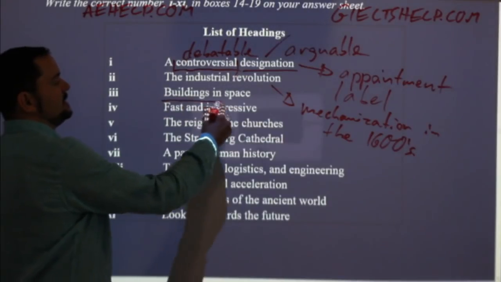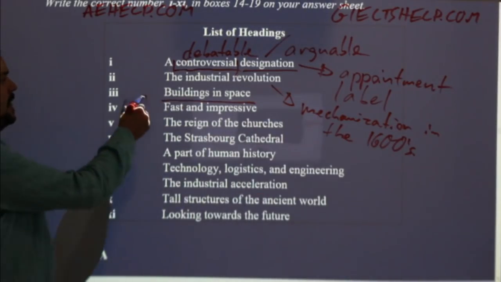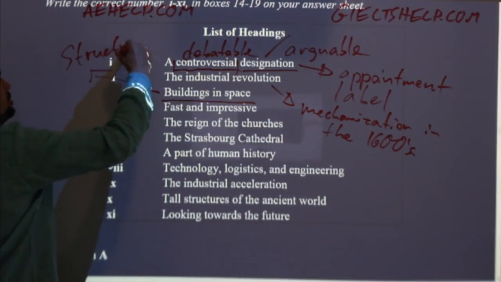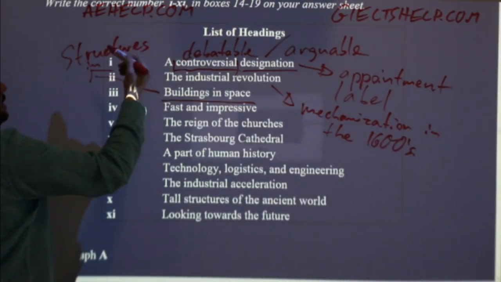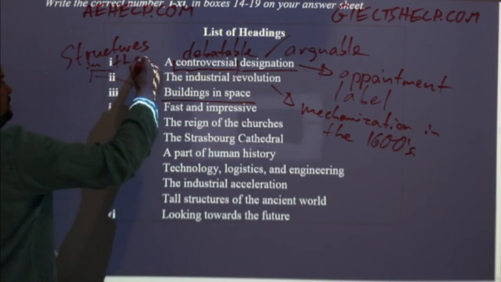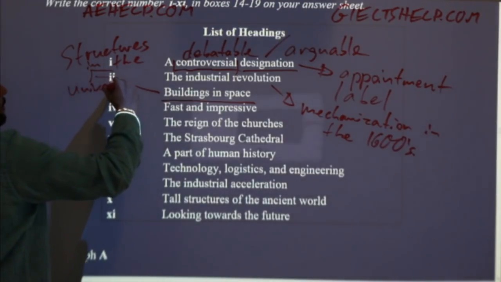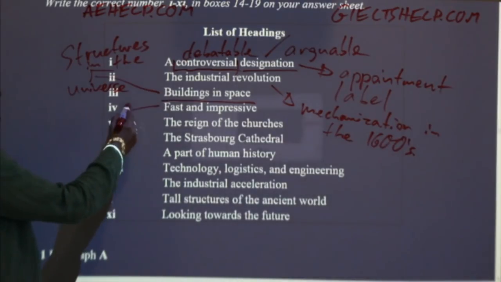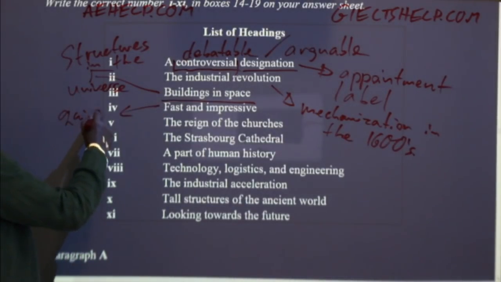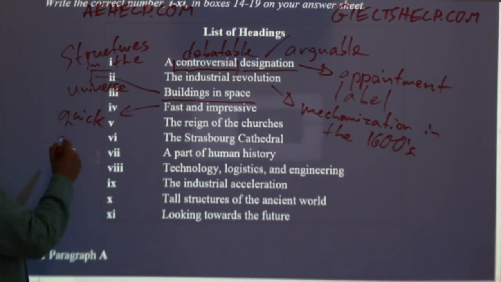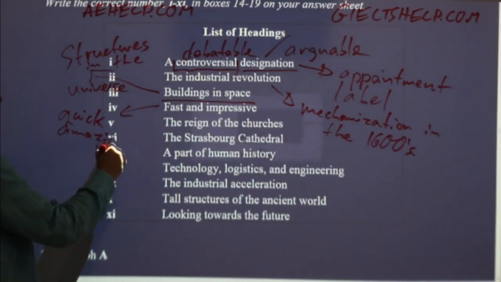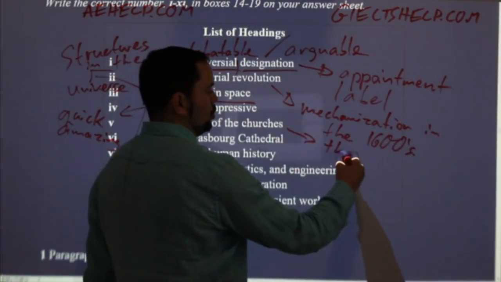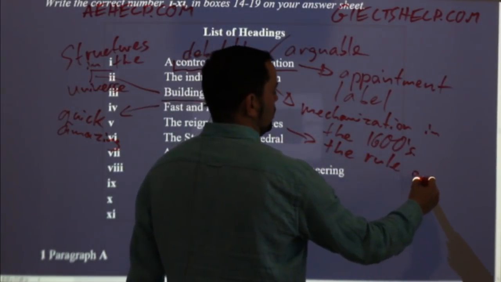Buildings in space. What's another way to say that? We could say something like structures in the universe. Okay. Fast and impressive. Quick and amazing. Something like that. The reign of churches. The rule of cathedrals.